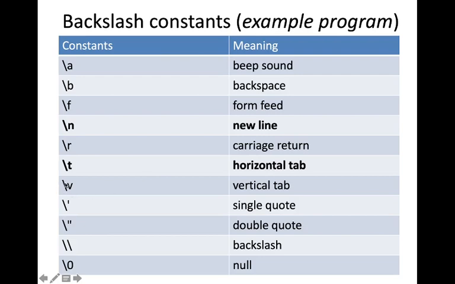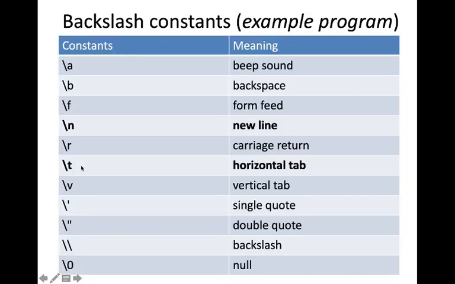Then we have \v for vertical tab, \a for beep sound, \b for backspace, \f for form feed, \r for carriage return, then \' for single quote, \" for double quote, then \\ to print a backslash, and \0 for null. So we won't be using all of these. We'll see examples for \n and \t.